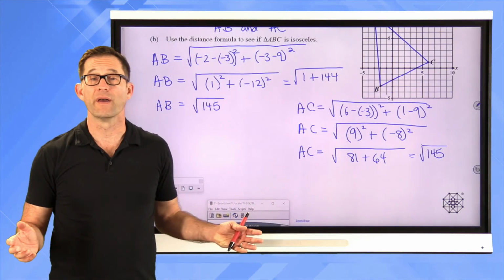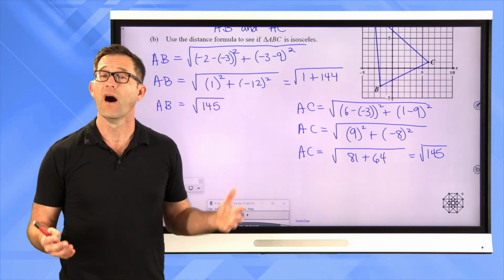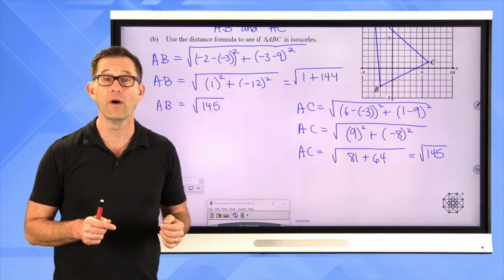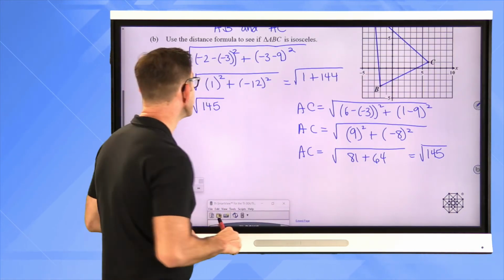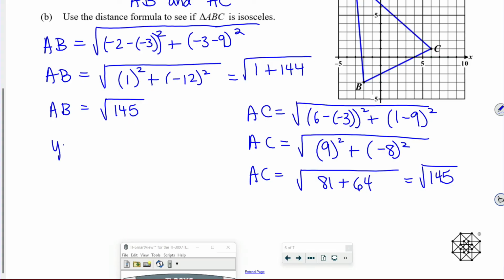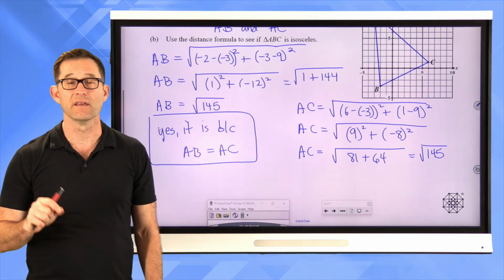And here's the beautiful thing. Right now, without simplifying any radicals or coming up with any decimals or anything like that, I can see that AB and AC are the same length, right? They both have a length of square root of 145. So ultimately, use the distance formula to see if this is isosceles, and the answer is yes, it is. Maybe don't put a period there, because AB is equal to AC. Or you could say yes it is, because AB, the segment, is congruent to AC, the segment.